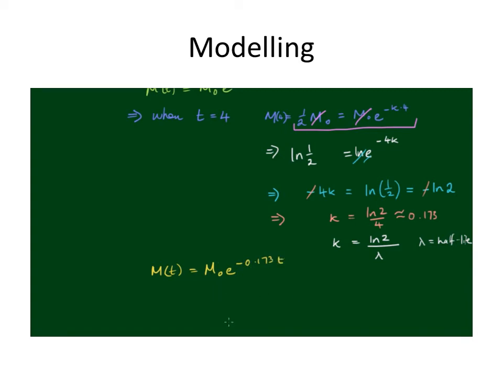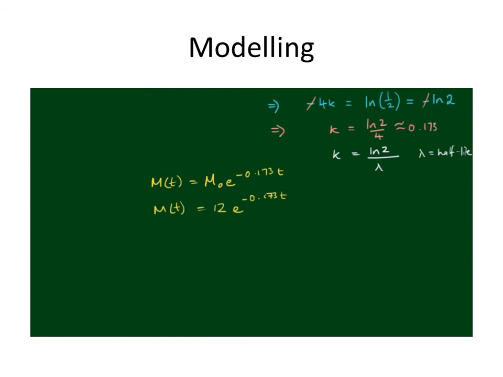Now we said m0 was equal to 12 milligrams. So really our function is m of t equals 12 by e to the negative 0.173 by t. So we're asked then the amount that's remaining at 4 p.m.